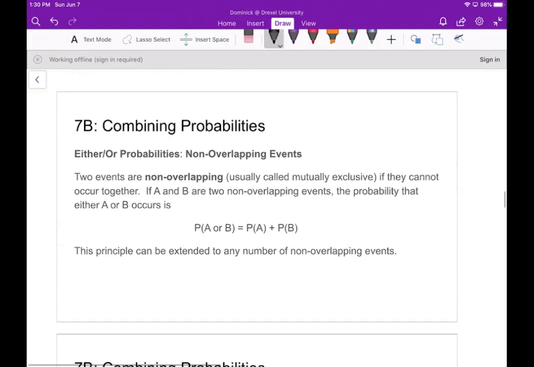Now, the next type of probabilities we're going to discuss are if we're interested in an either-or probability. First, we're going to discuss this for non-overlapping events. We say that two events are non-overlapping, which is usually said to be mutually exclusive, and this means that they cannot occur together.